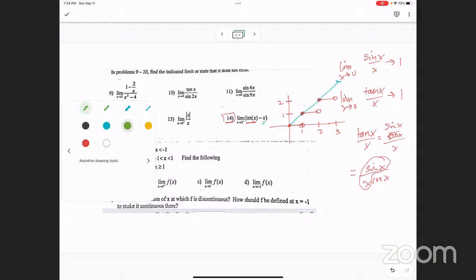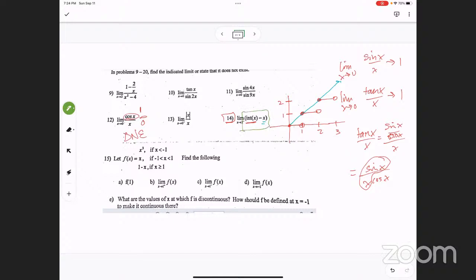The integer minus x, let's graph it. 0 minus 0 is 0. That point is 0. But now it's going to be this minus 0, so it's going to be this, right? All of these are just going to be here. And then 1 minus, so the integer at 1 is 1 minus 1 is 0. So it's going to jump back down to here. Does that make sense?